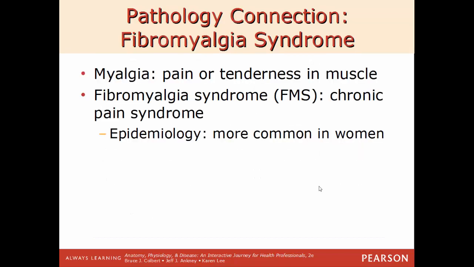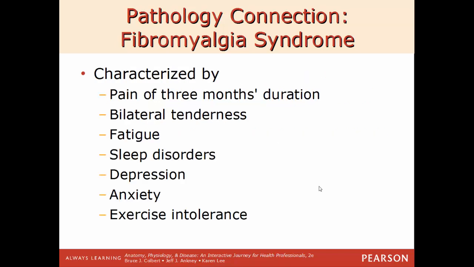All right, now we'll talk about another pathology connection, fibromyalgia syndrome. Myalgia, that suffix means pain or tenderness in the muscle. So when you have FMS, fibromyalgia syndrome, this is a very chronic pain syndrome. And it's something that is found more commonly in women. Some characteristics of fibromyalgia syndrome: you have pain for 3 months duration or longer.